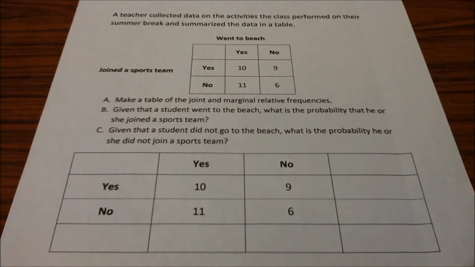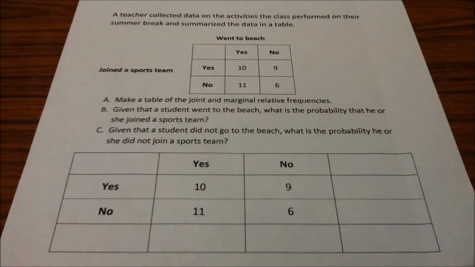So the problem states, a teacher collected data on the activities the class performed on their summer break and summarized the data in a table. And you can see here, this is the data set of the students that went to the beach and joined a sports team. And we are given three questions.